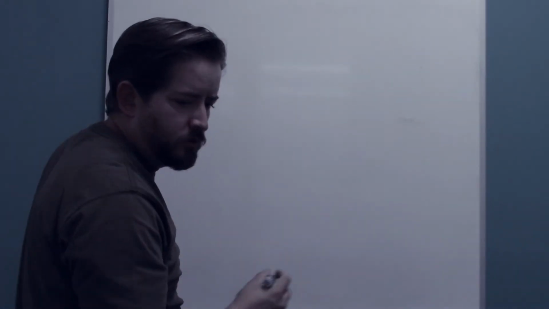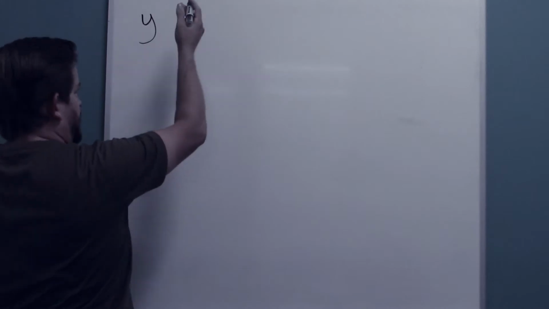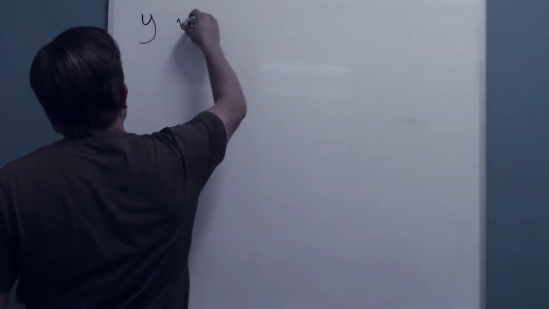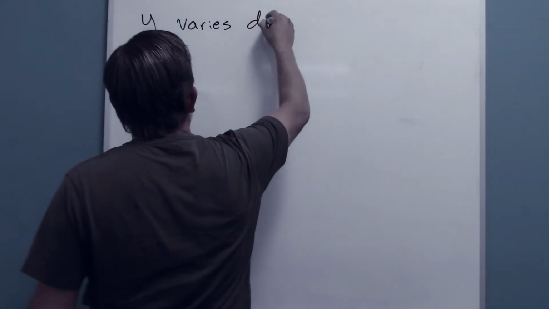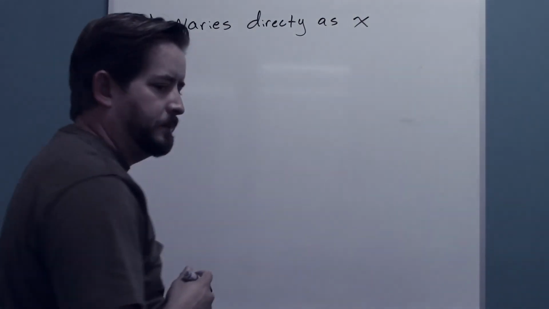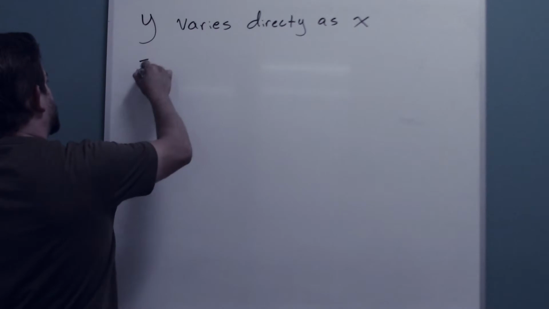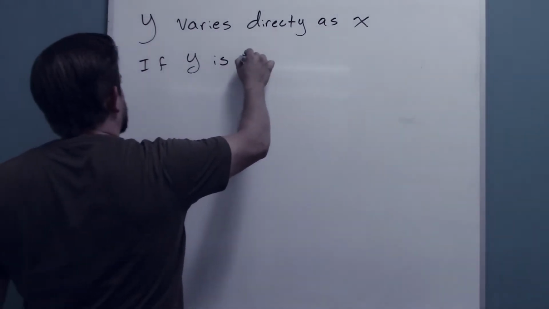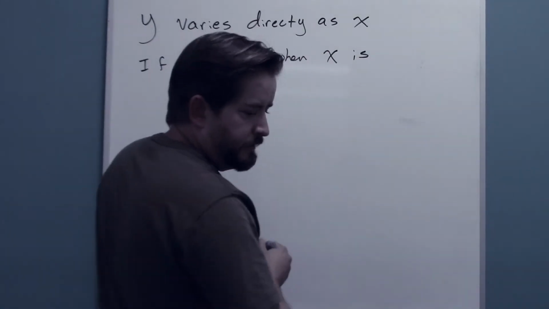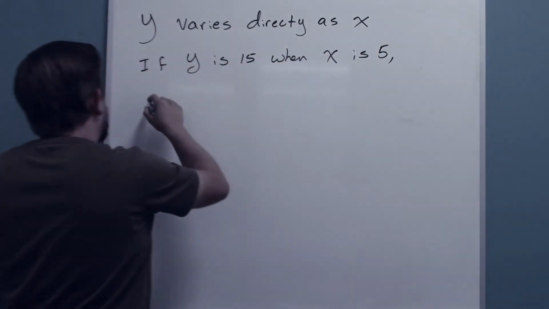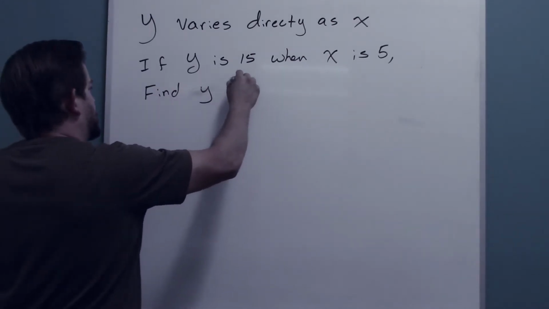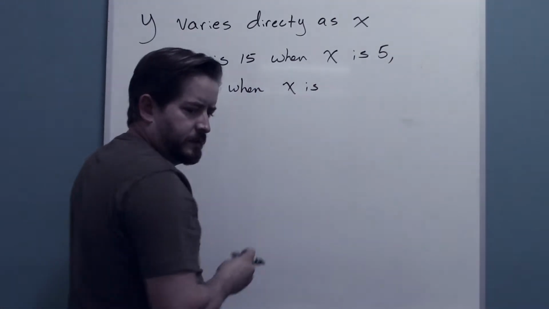We might have something that says y varies directly as x. You'll have to be given that information, otherwise who knows what we're dealing with here. So y varies directly, choose a word, doesn't matter, as x or with x, whatever. Right? If y is 15, when x is 5, find y when x is 8.